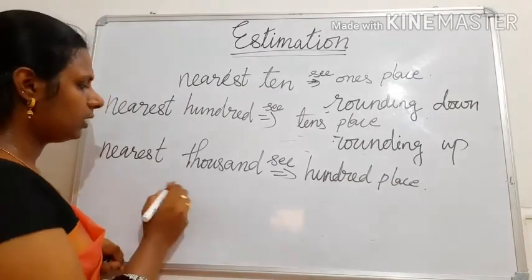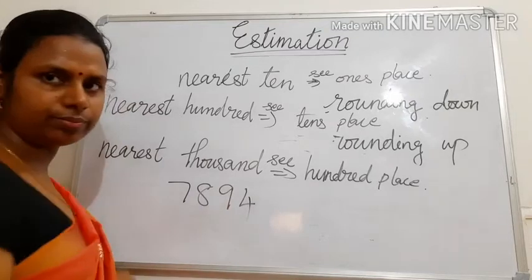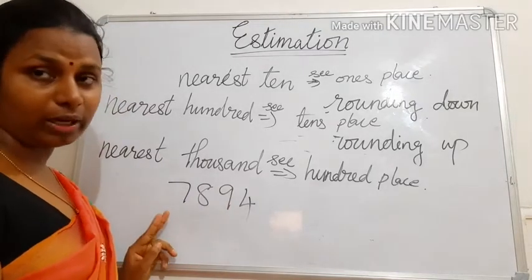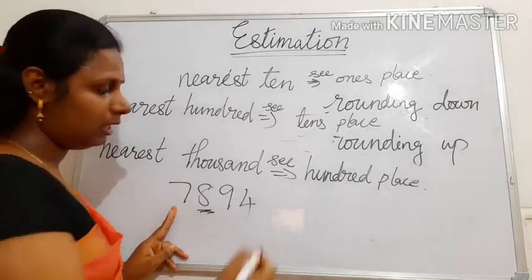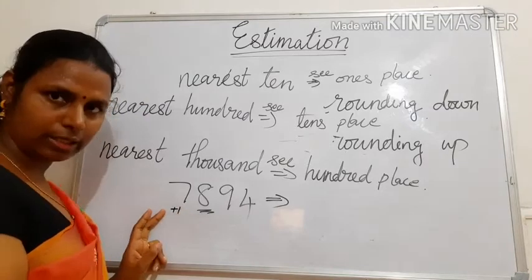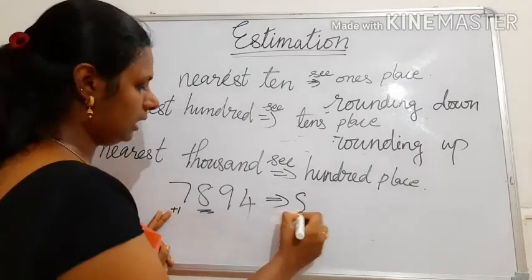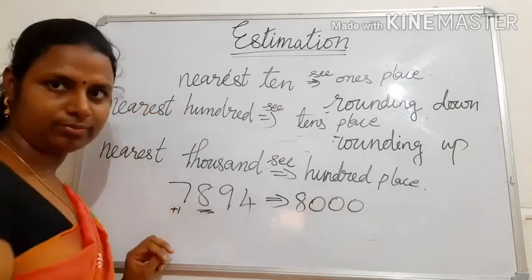Okay. Now for example, any number you take, 7894. Now you have to write it to the nearest 1000. So here the hundreds place number you have to see, that is greater than 5. So you have to add 1 here, isn't it? So 8, and the other 3 places 0, 0, 0.